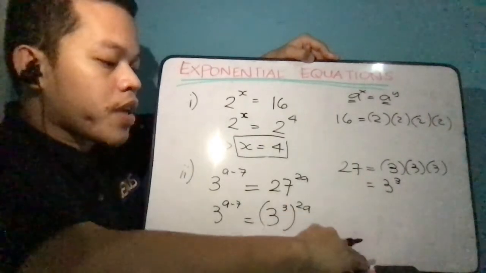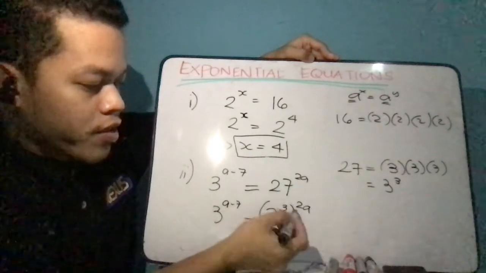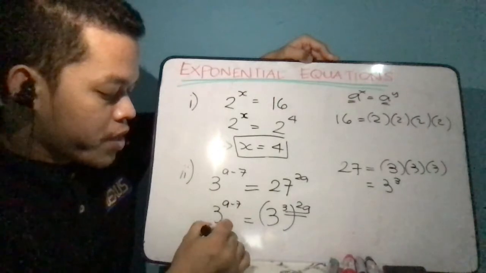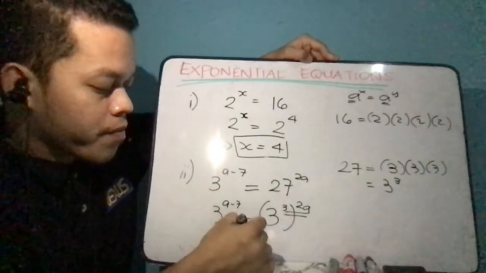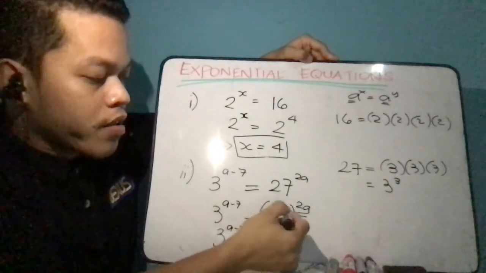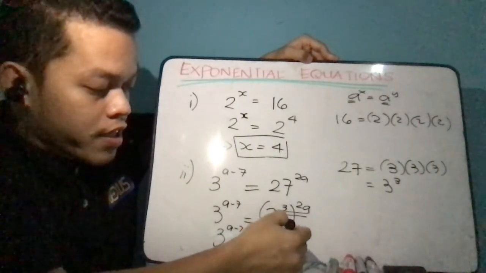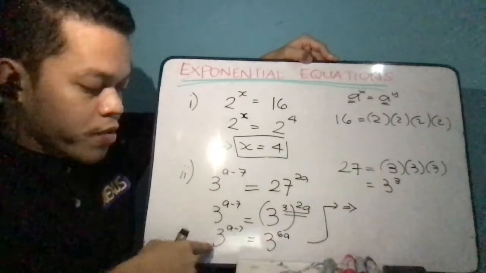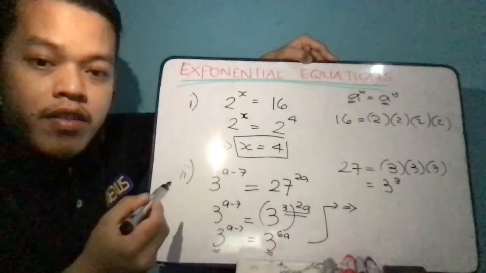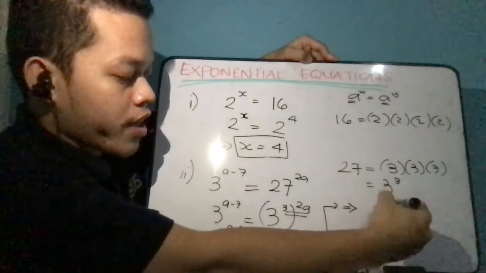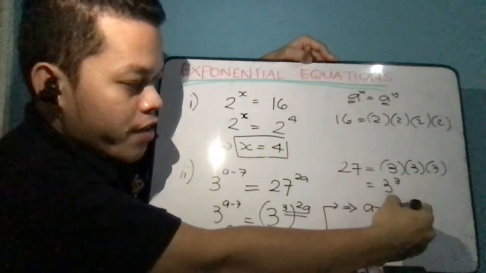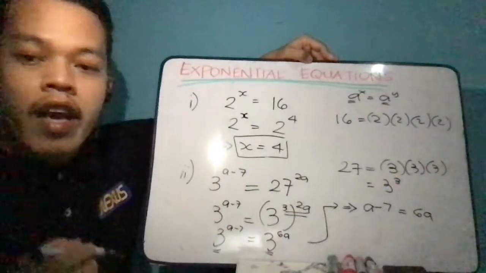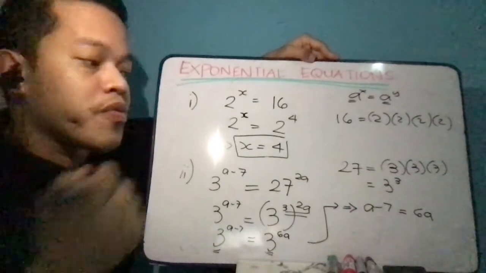So what are we going to do next? The next part is actually to simplify this one first using the power of a power law. So 3 to the a minus 7 is equal to 3 to the 3 times 2a, which is 6a. And this implies that since we already have the same base 3, we can equate the exponents. The exponents that we have are a minus 7 equal to 6a. And then using your skills in algebra, you can compute for the value of a.